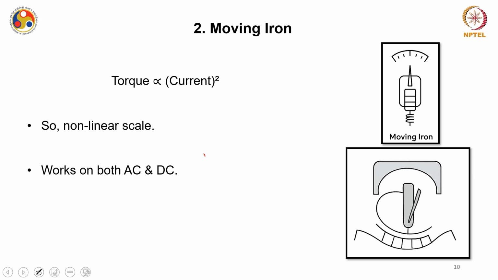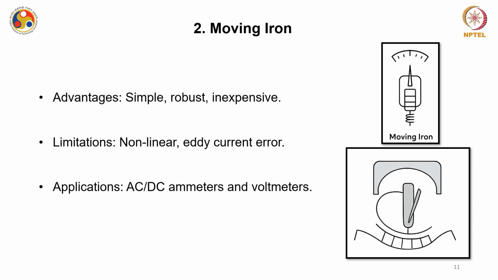We'll see the equation of the torque and other things in more detail when we discuss the moving iron instrument, but for the time being, the torque is directly proportional to current square. So it is not I, it is I square, which means the scale has to be non-linear. But the advantage of this system is that it can be used for both AC and DC. We have just seen that moving coil instruments are only suitable for DC signals. They are also very simple and not very expensive.